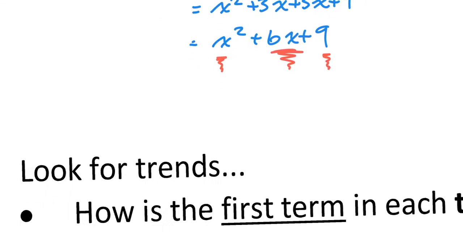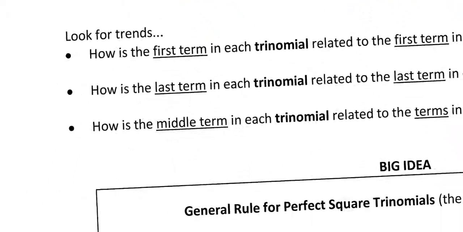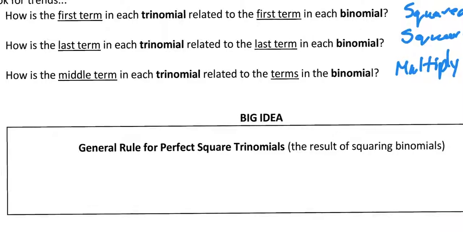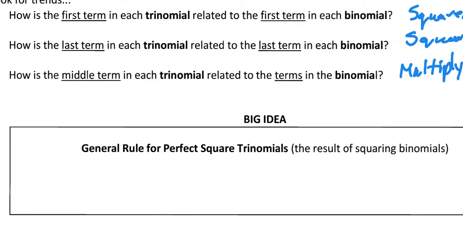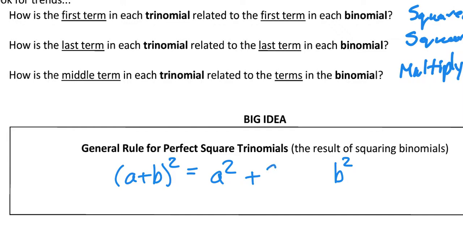Now let us summarize what we have for our big idea. The general rule is this. We'll do this in mathematical language. We'll start by writing (a + b) squared is equal to a squared. And remember, the last part is b squared. That was our rule. Plus the middle term. Okay, so that's basically it.